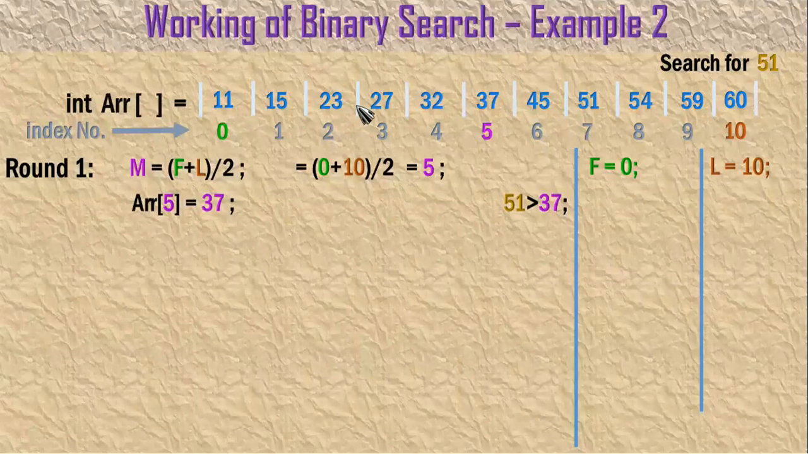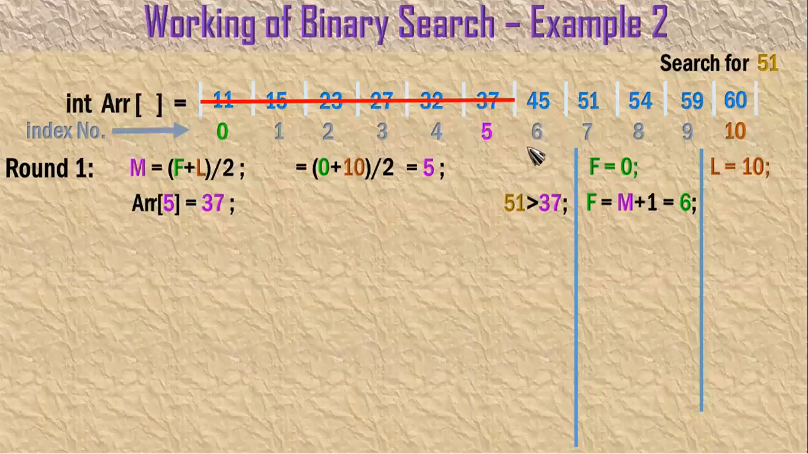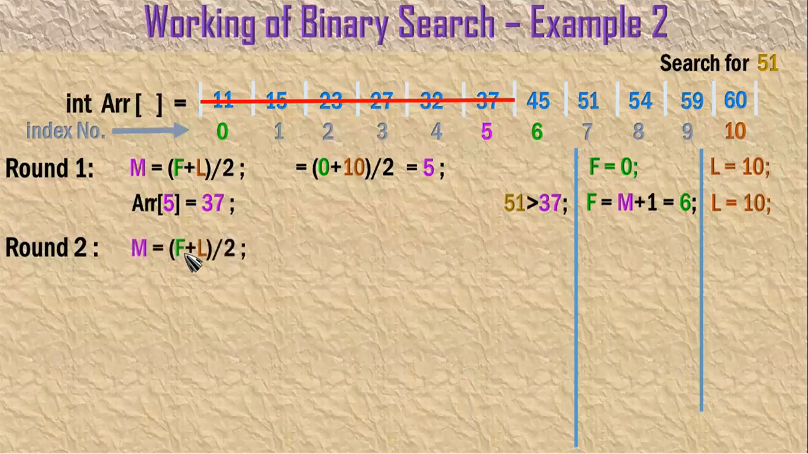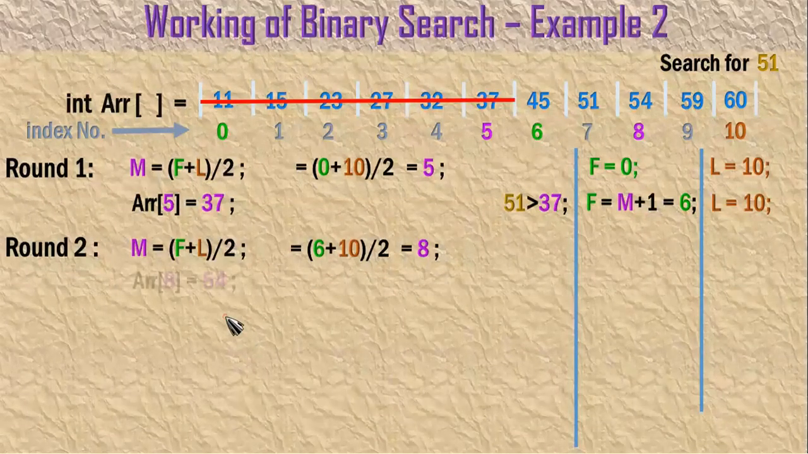So there is no meaning in searching the first half. So automatically it will search in the second half. The first index of the new segment is arrived at by adding 1 to the middle index, so it becomes 6. The last index remains unchanged. So now we get 6 plus 10 divided by 2, that is 16 divided by 2, we get 8 as the middle element of this segment. At index 8, 54 is available. 51 is lesser than 54. So it is not necessary to search the second half again.